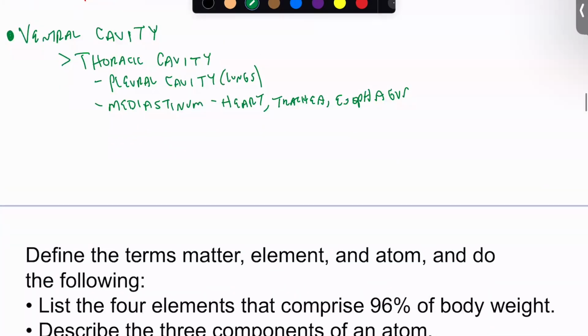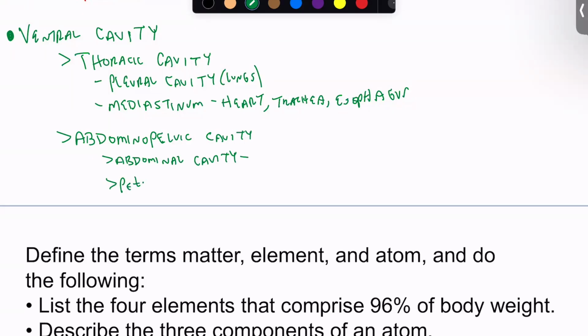And then you have your abdominopelvic cavity. And so that's going to have obviously your abdominal cavity and your pelvic cavity. So in the abdominal cavity, you're thinking just everything that you would think of with GI. So stomach, liver, intestines, spleen, things like that.